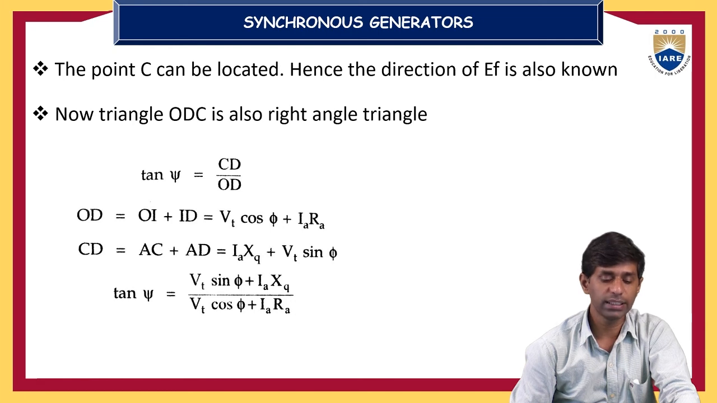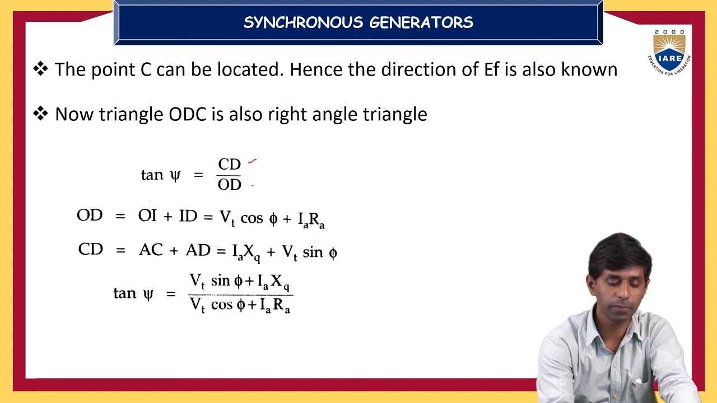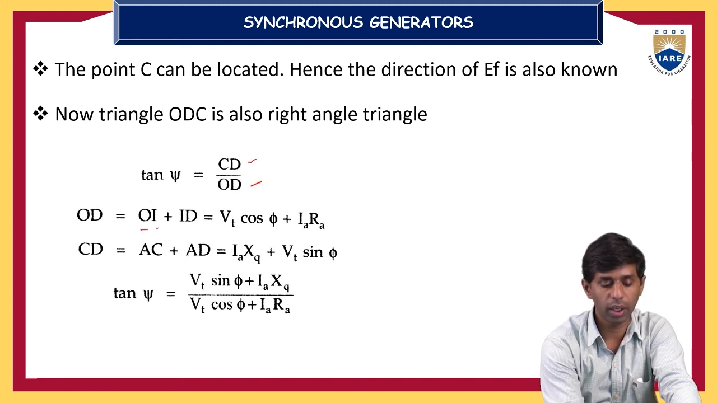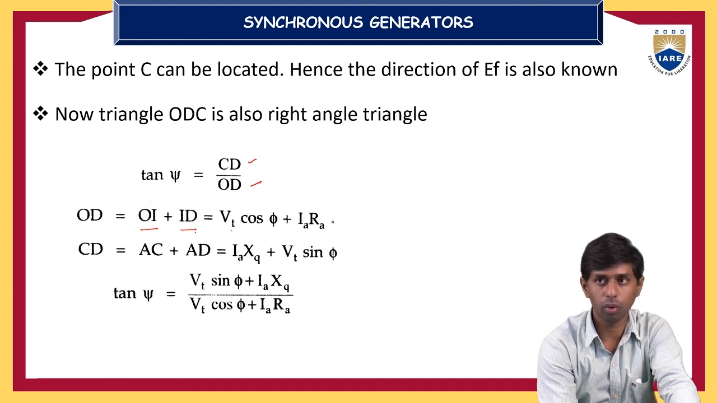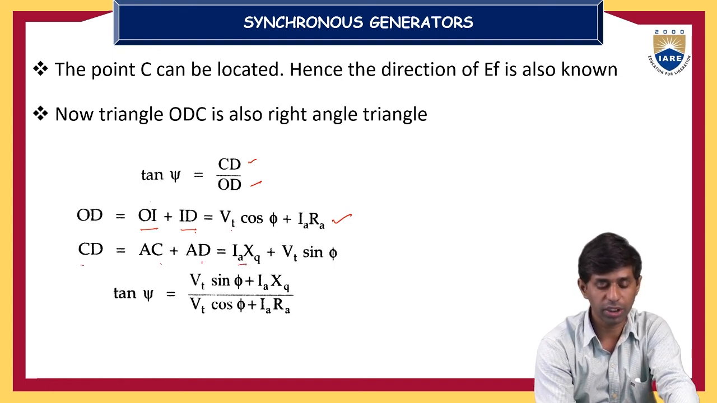Now the triangle ODC is also a right angle triangle. Tan psi is equal to CD by OD. OD is equal to OI plus ID. OI is nothing but VT cos phi. ID is nothing but the drop due to winding resistance. CD is equal to AC plus AD, the drop due to quadrature axis reactance plus VT sin phi. So from this you can write tan psi is equal to CD, that is VT sin phi plus IAXQ, by VT cos phi plus IARA.